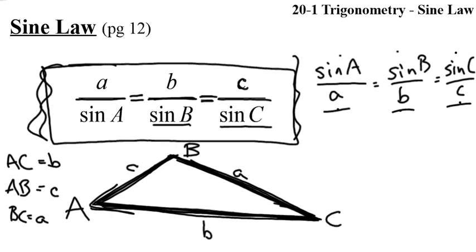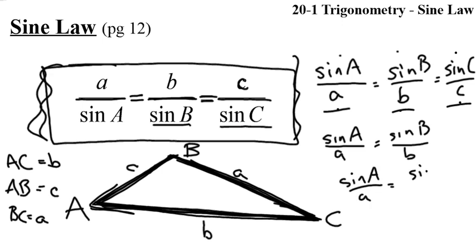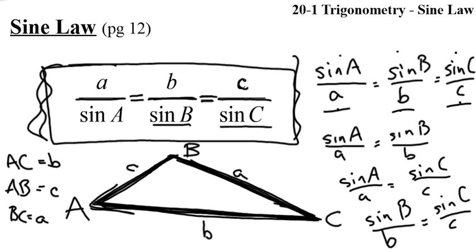Usually a question will give enough information to fill in two of the ratios, and we can put them together. So we would work with sine A over a equal to sine B over b. Or we might work with sine A over a equals sine C over c. Or we could work with sine B over b equals sine C over c. You don't have to work with all three at once. Substitute in what you know, choose two of them, and work with them.